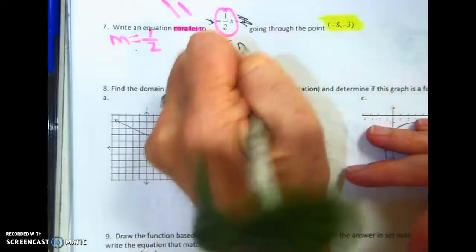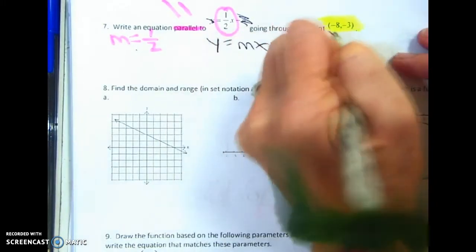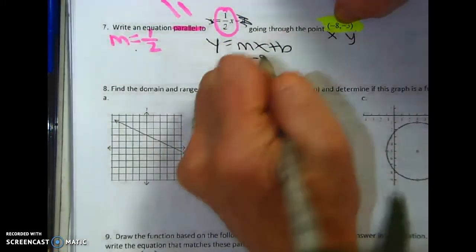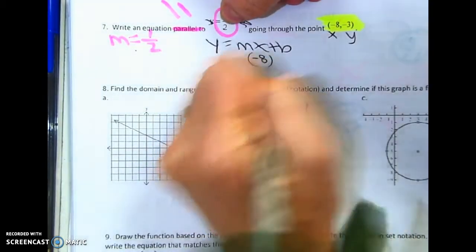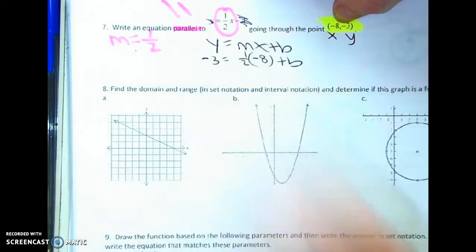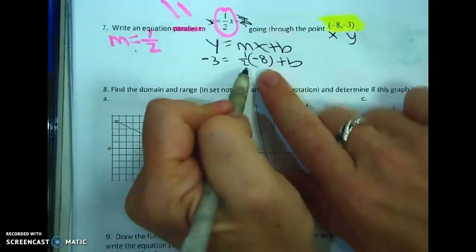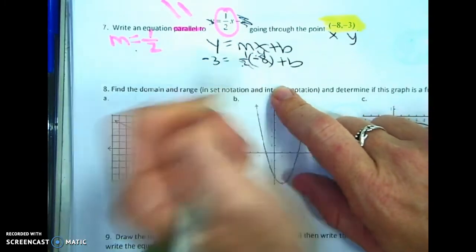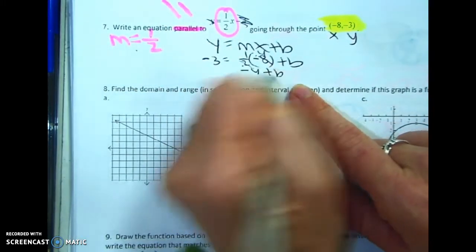So I get y equals mx plus b. This goes in for x, this goes in for y. So -8 goes in for x, 1/2 goes in for m, and -3 goes in for y. And then I go from there. I can either use a calculator, or I know that 1/2 of 8 is 4, and there's one negative, so -4.